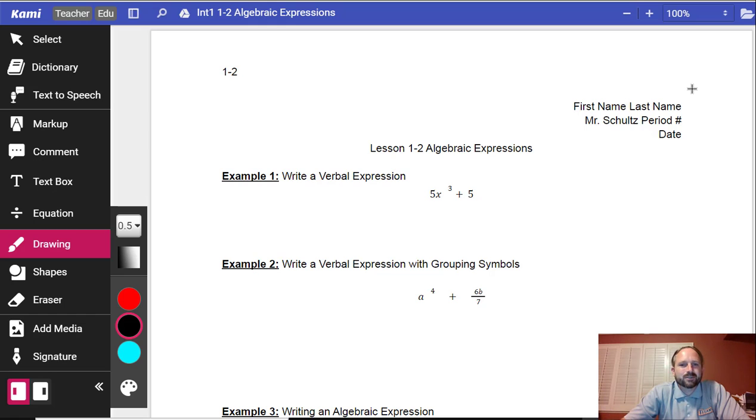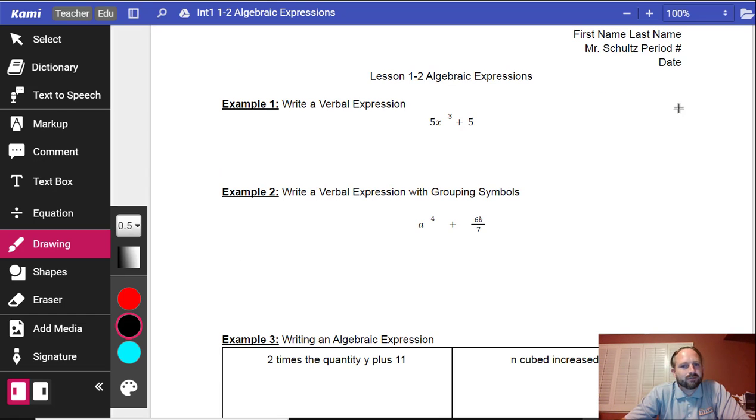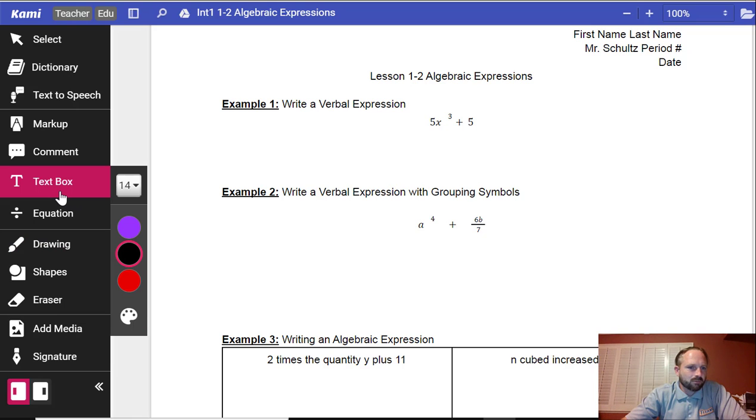So lesson 1-2, Algebraic Expressions. Write a verbal expression. We're going to take a math sentence and change it into an English sentence. So why don't we continue?